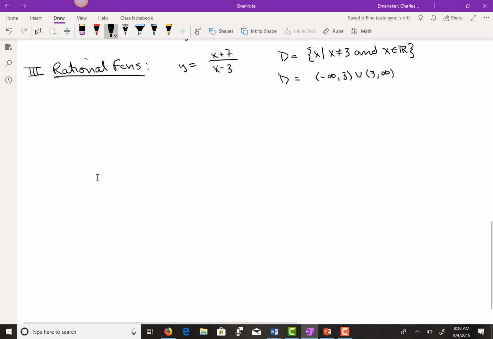Okay. It could also be negative infinity is less than x is less than 3, along with 3 is less than x is less than infinity. So there are a variety of ways of listing the domain. But with a rational function, the primary thing you need to be aware of is the denominator can't be 0. We talked about that the other day. So the domain is going to be limited to values that keep the denominator non-zero. Does that make sense to everybody?